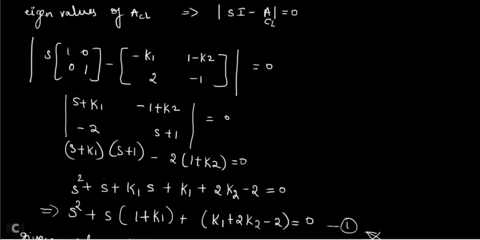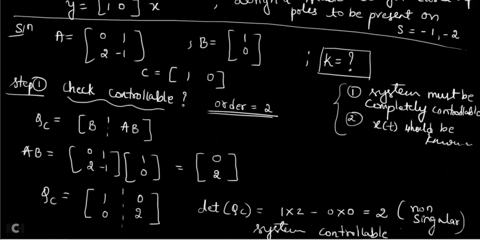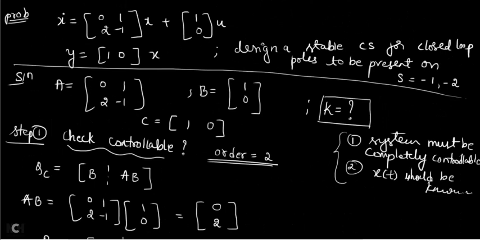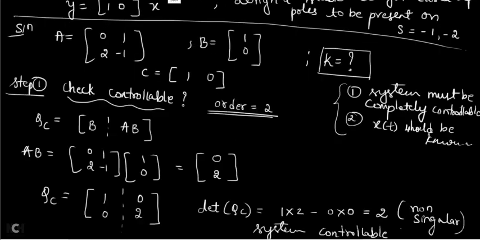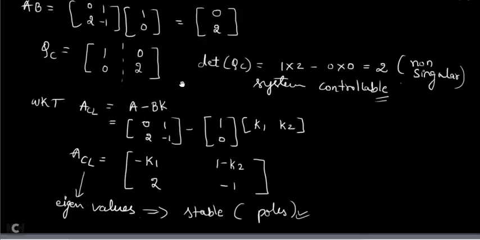Previously, what was the given question? Previously, the given question is what? 0, 1, -2, x, 1, 0. Okay. Now, before doing this pole placement method, previously for this problem, the poles are present. Where are the poles present? Let us find out where the poles are present for this problem.